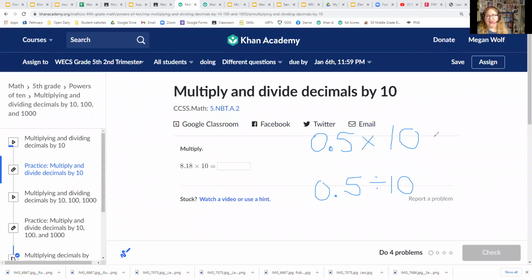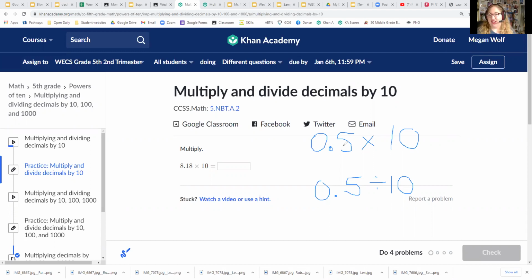All right, here's how you multiply and divide decimals by powers of 10. So when you divide or multiply by 10, you're moving up or down a place value spot, because every place value spot is 10 times bigger or 10 times smaller, depending on which direction you're looking, than the one next to it. So when you multiply by 10, you're going up a place value spot.